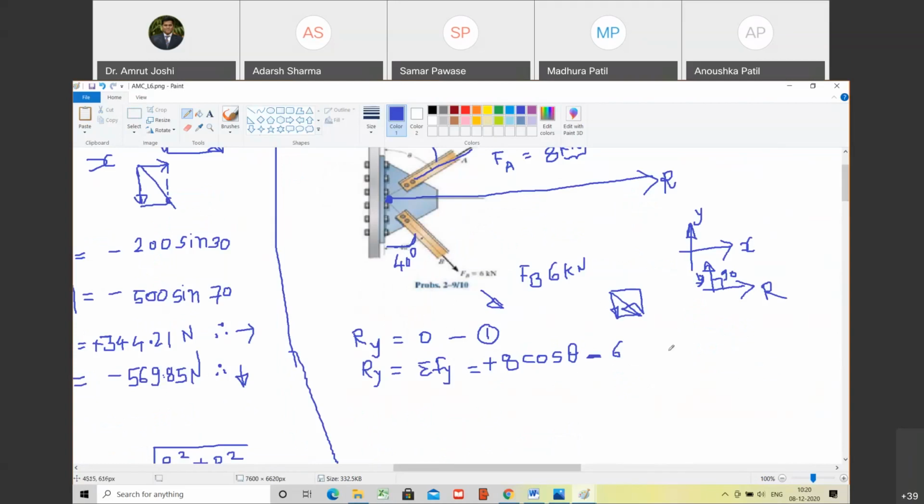Are you with me? Yes, sir. So, 6 cos 40 equal to 0. This must be equal to 0. There is no other force. So, therefore, this must be equal to 0. Do you agree with me?